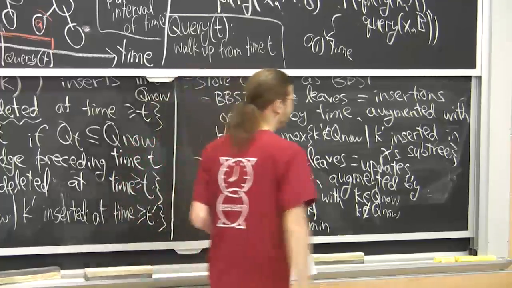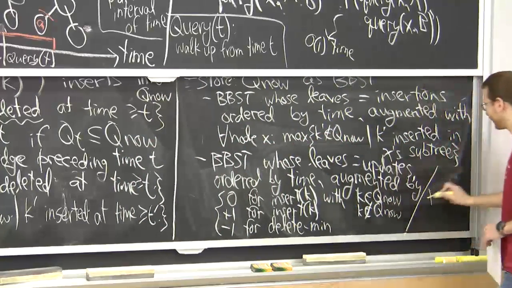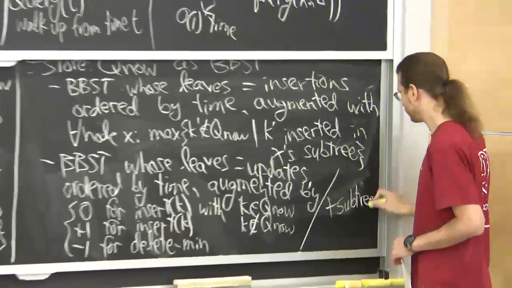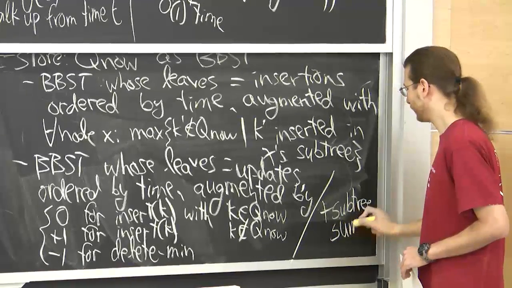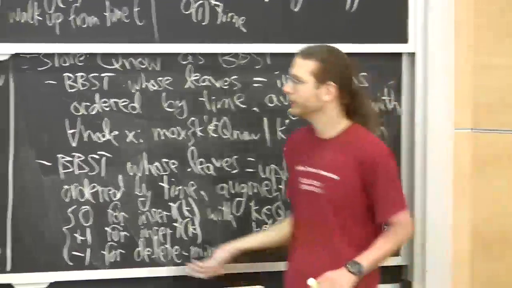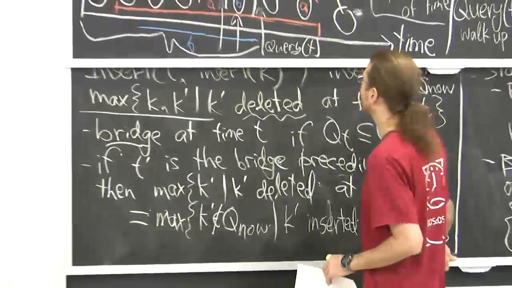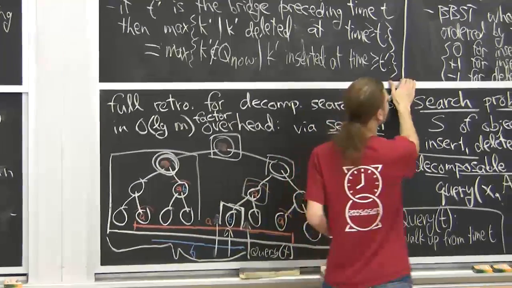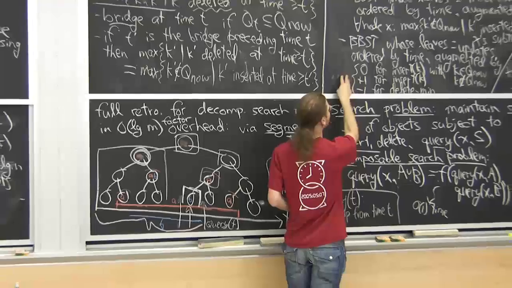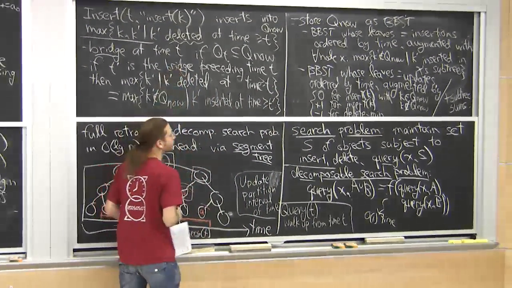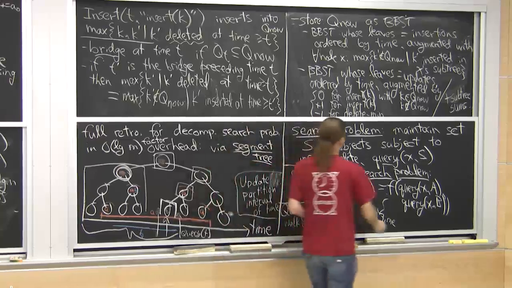I'm going to store this, and we're going to have subtree sums. So this is fun with augmentation. Why do I do all that? Because if I store all these numbers, it becomes really easy to detect bridges, I claim.